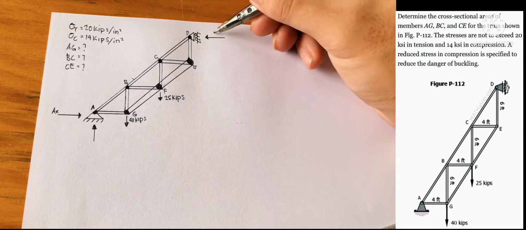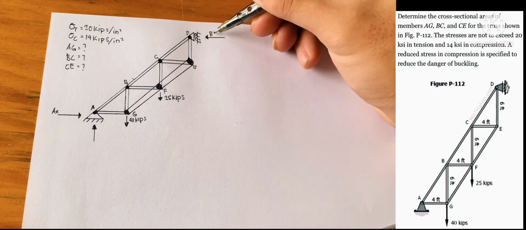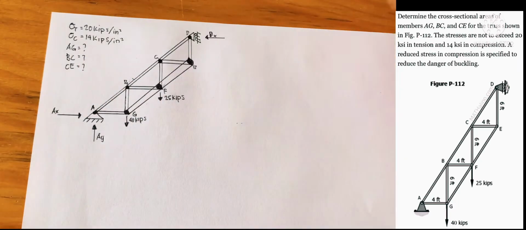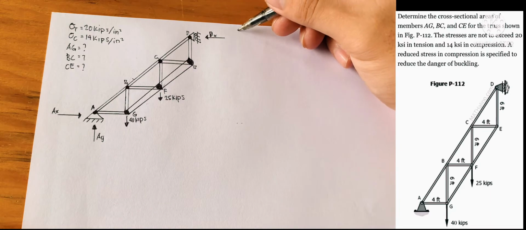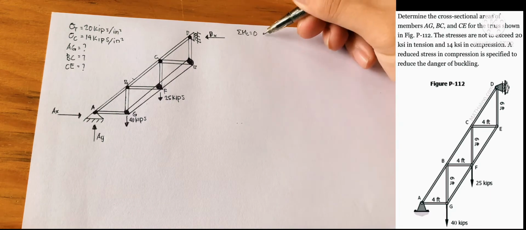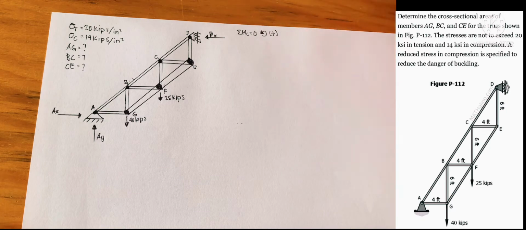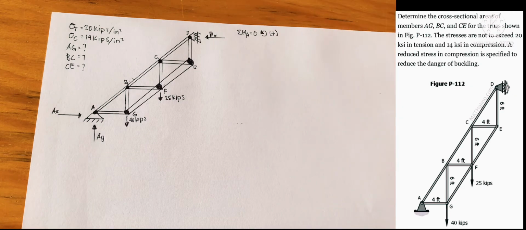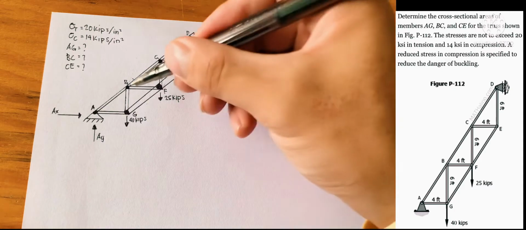So the reaction for our roller is the reaction perpendicular to its orientation. And for a pin support, we have two, the vertical and the horizontal. So taking a moment at A, we will cancel the forces AX and AY.